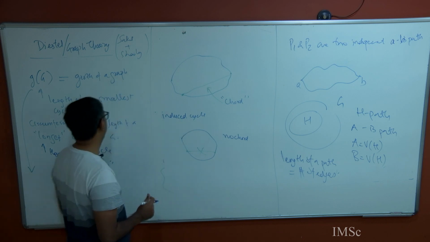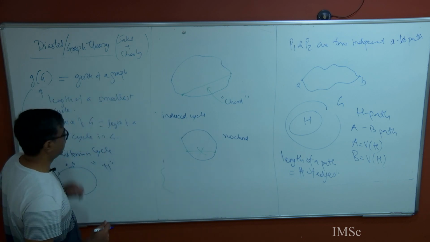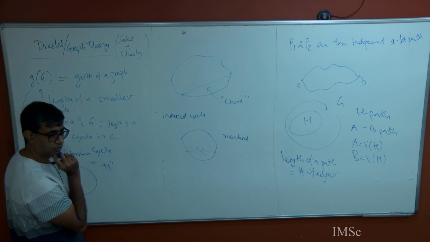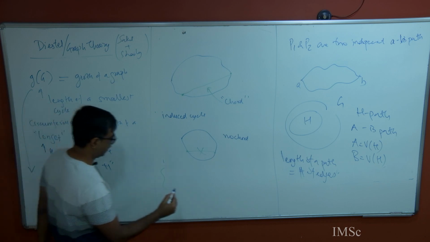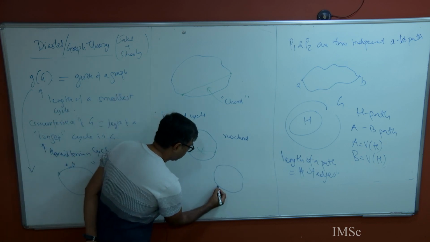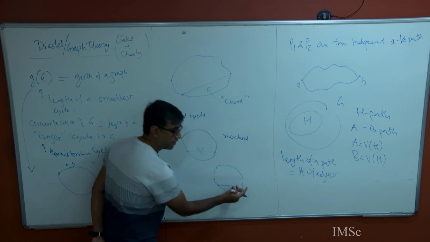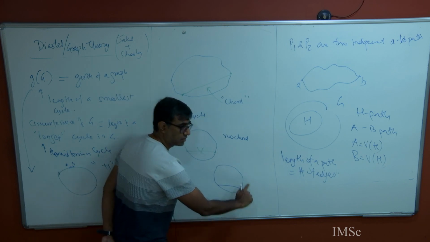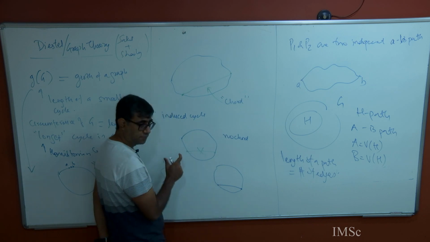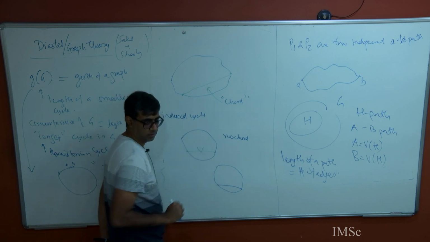So, what do you think about the girth of a graph? Is it an induced cycle or not? It is an induced cycle, right? Because if you have a cycle and there is some chord between two non-adjacent vertices, then I can shortcut this and get a smaller cycle, right? So the girth of G is always an induced cycle.